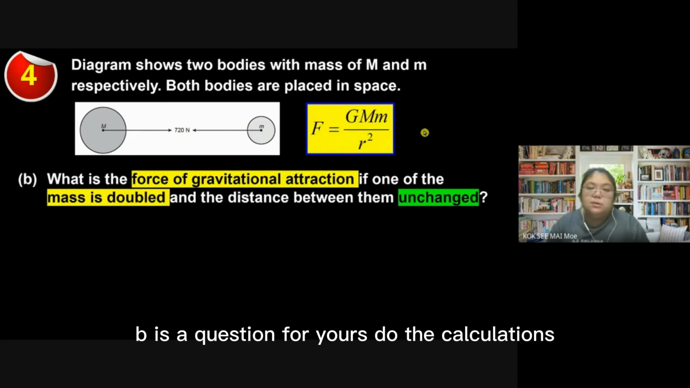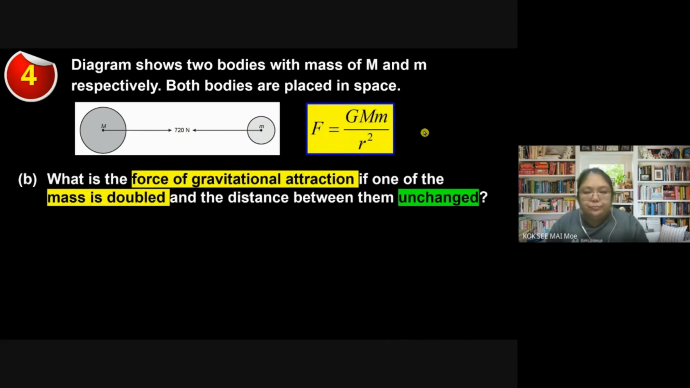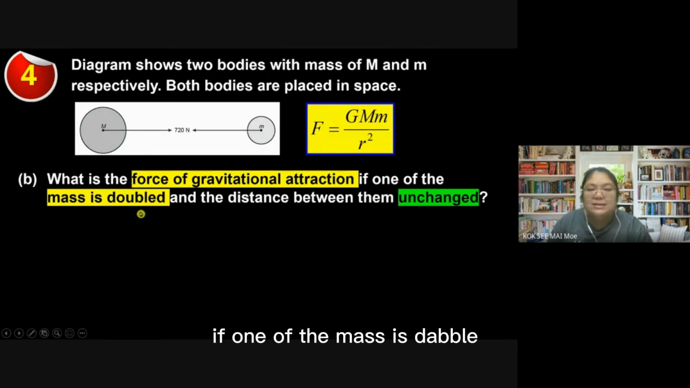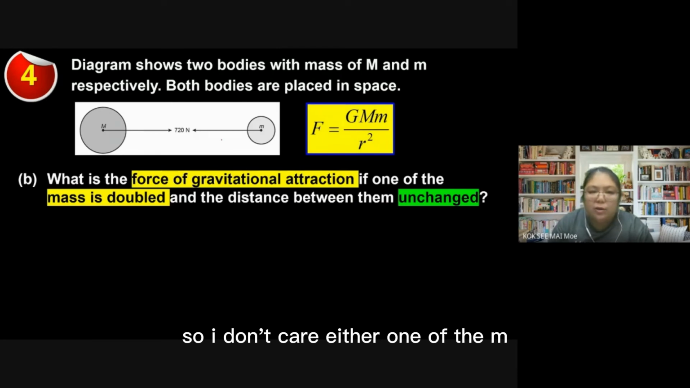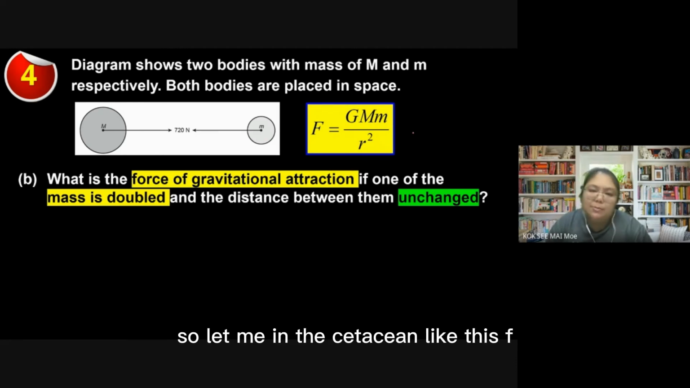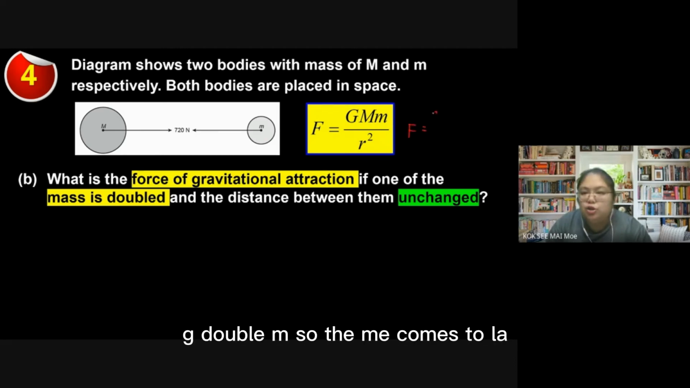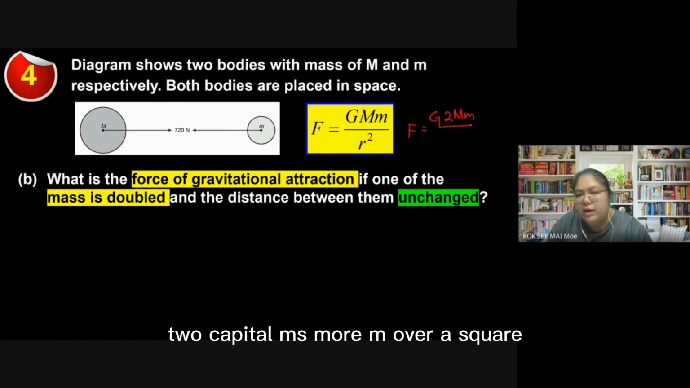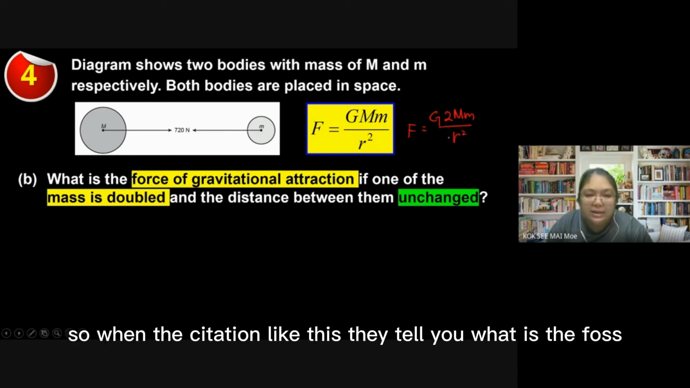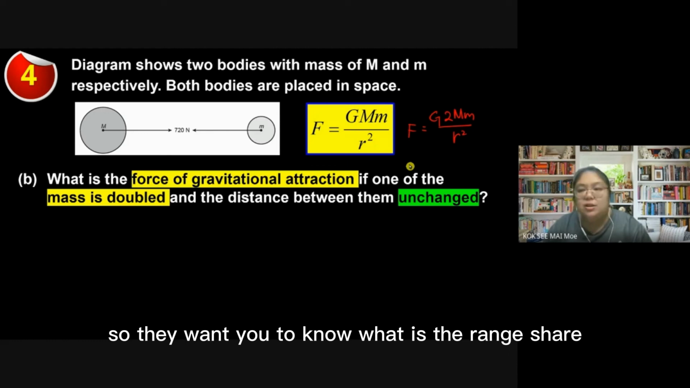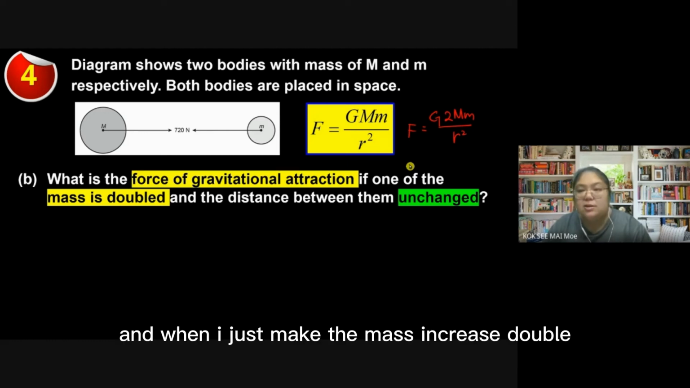Do the calculations. So now you can see this one. What is the gravitational attraction force if one of the masses is doubled? I don't care which one, either m doubled, and the distance between them is unchanged. So the situation is like this: F equals G, double M, that means times 2, 2 capital M small m over r squared. When the situation is like this, they ask what the force is. The force surely increases, but I don't know by how many times. So they want you to know the ratio when I make the mass double.